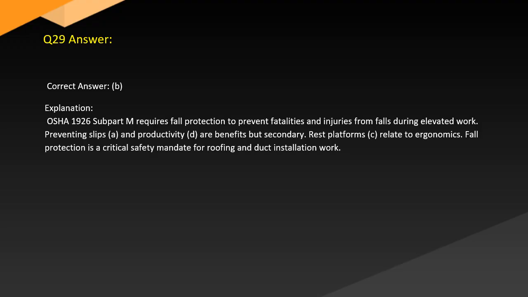Answer. Correct answer, B. Explanation: OSHA 1926 Subpart M requires fall protection to prevent fatalities and injuries from falls during elevated work. Preventing slips, A, and productivity, D, are benefits but secondary. Rest platforms, C, relate to ergonomics. Fall protection is a critical safety mandate for roofing and duct installation work.